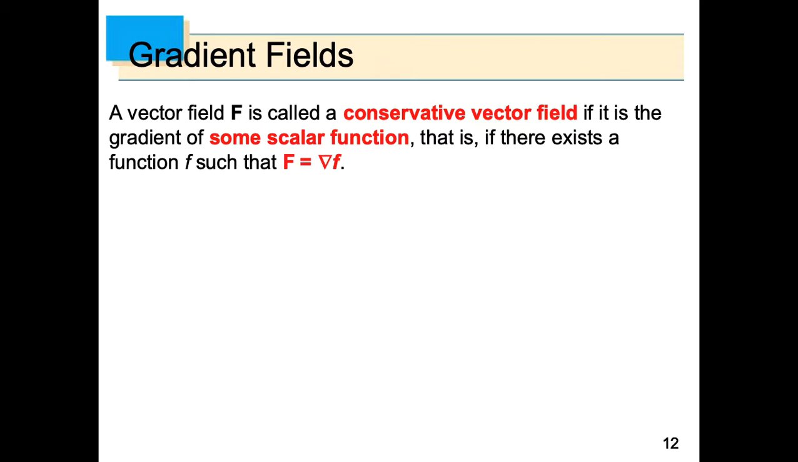A vector field is what is called conservative, a conservative vector field, if it is the gradient of some scalar function. In other words, if there exists some function f such that this equation is true. Right now, you might not really understand what this means, but this is going to become an incredibly important fact in the coming sections.